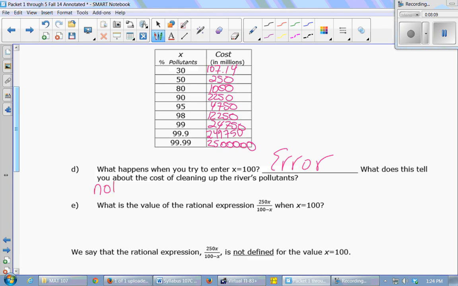It gets more and more expensive the closer you get to 100%, and you actually can't get all the way to 100%. 100% clean is impossible, and it's very expensive to get close.